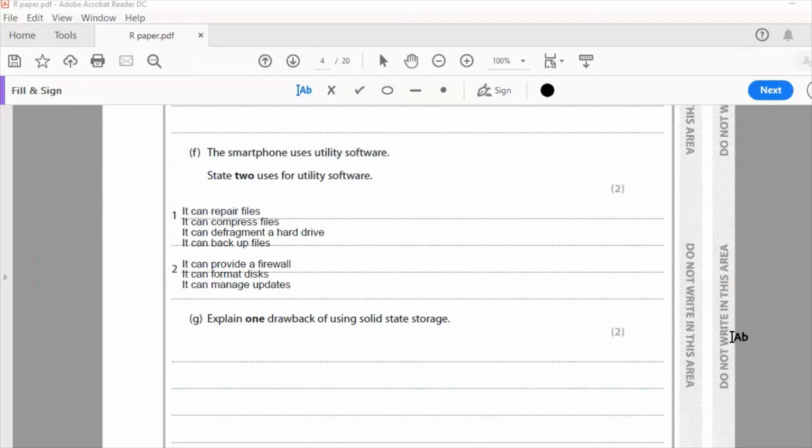So here you can see a list of possible answers for that, and they're all worth 1 mark each. You should not write as much as this for the question. You just need to pick 2 of these, and you can read that list there. So even things like updates, it can update the software, so you know when your phone needs an update. Utility software will manage that for you.